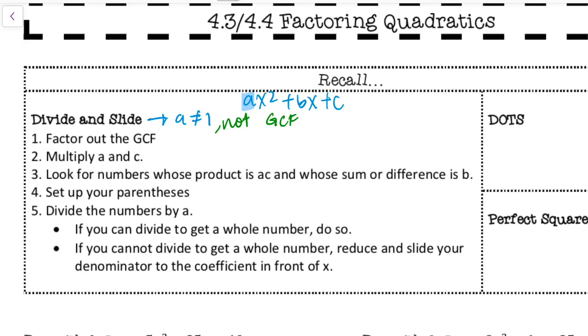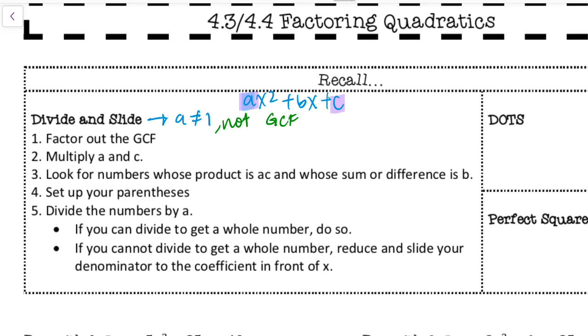So always start by taking out the GCF, right? If you can, you should. And then beyond that, you multiply your A and your C. Again, I mean the A in front and your C being your constant term. I ignore the signs, whether it's a plus C or a minus C, until the end, so just the positive numbers. And then you look for numbers that multiply to whatever you got, AC, and whose sum or difference is B. So do they add to B or do they subtract to B? We'll talk about the difference.